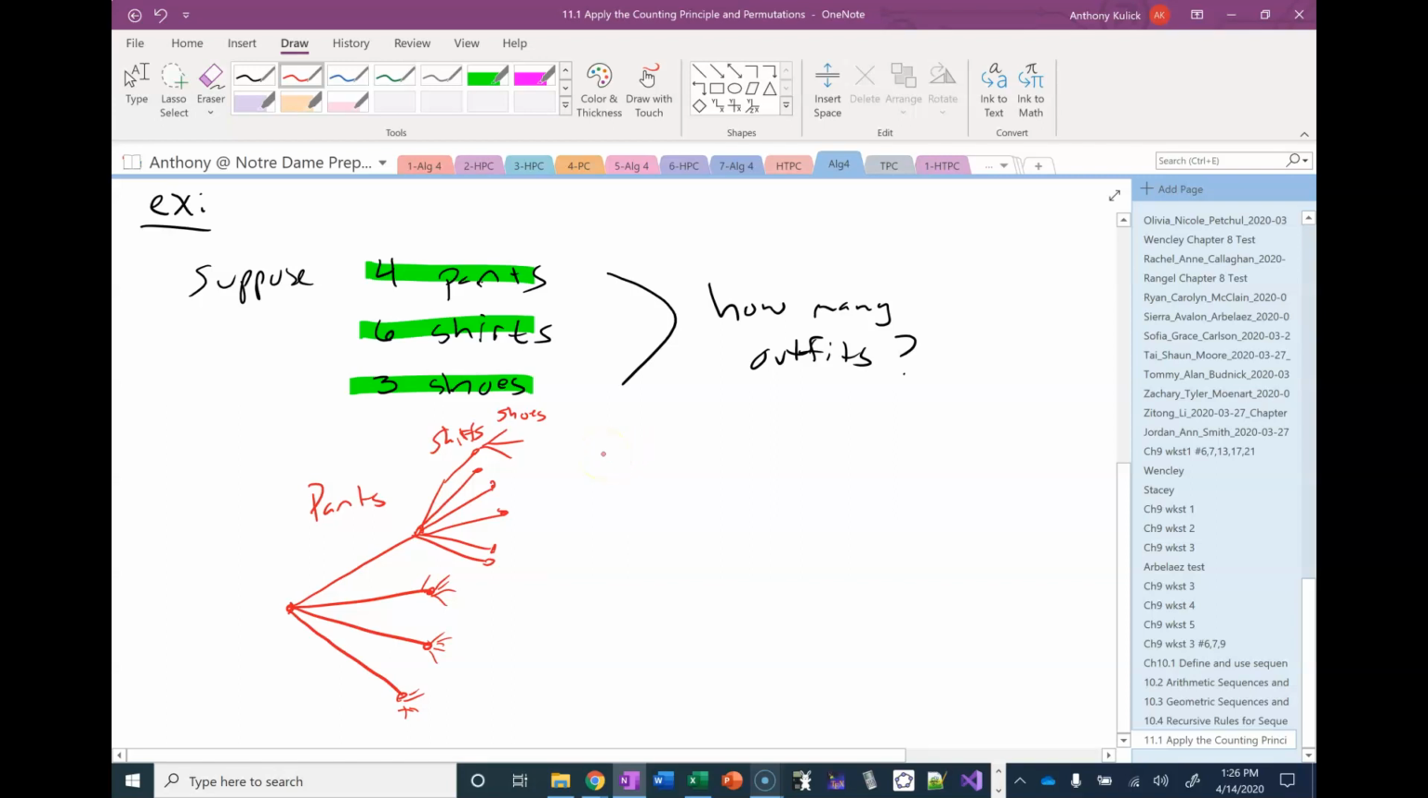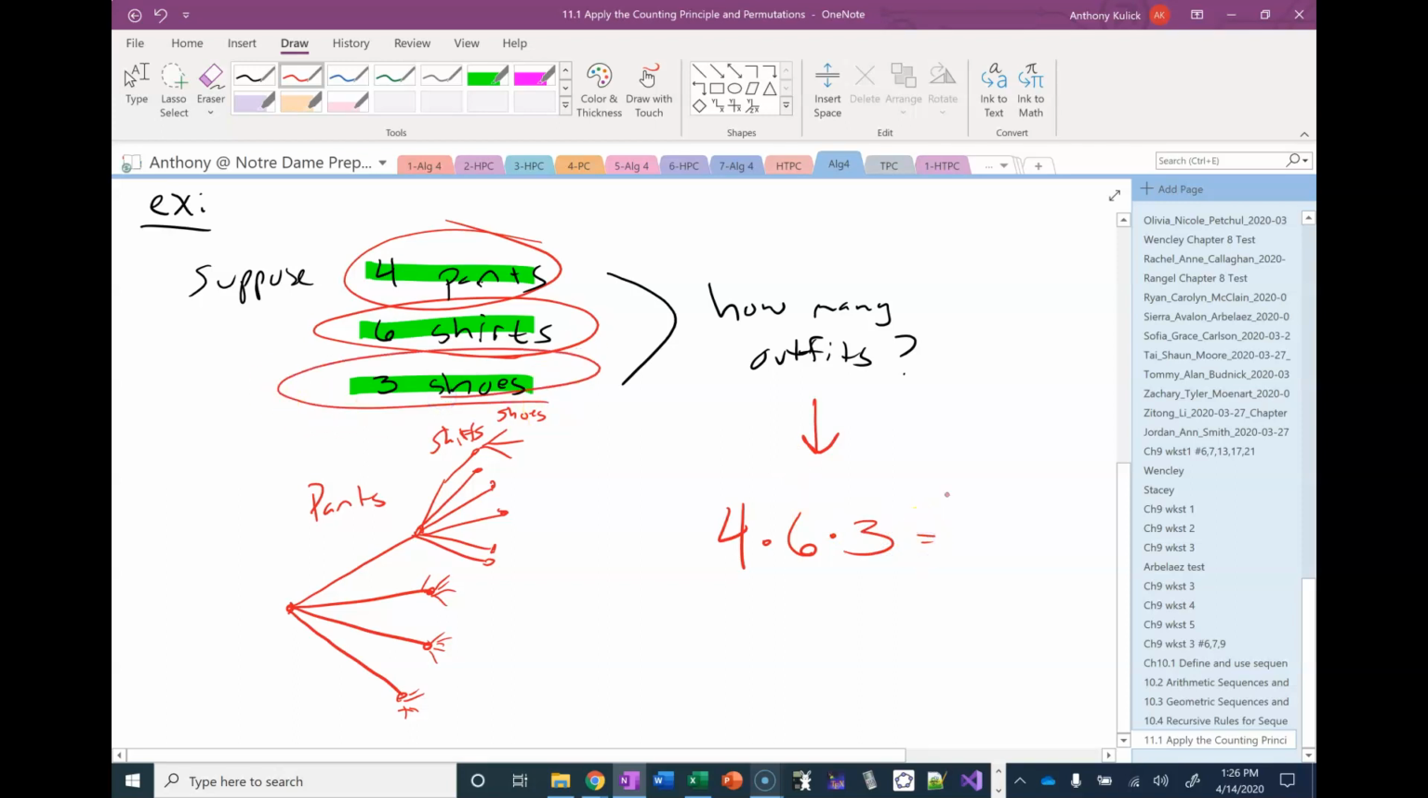Well, it's a little bit easier than that. What this boils down to by the fundamental counting principle is we have 4 choices for the pants, and 6 choices for the shirts, and 3 choices for the shoes. So if I multiply those together, I'm going to get the total number of outfits, which is 72. So the fundamental counting principle is pretty easy to deal with.